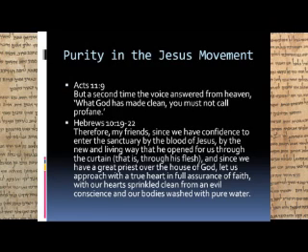Hebrews: "Therefore, my friends, since we have confidence to enter the sanctuary, not because we're pure, but by the blood of Jesus, by the new and living way that he opened for us through the curtain, that is, through his flesh, and since we have a great priest over the house of God, let us approach with a true heart in full assurance of faith, with our hearts sprinkled clean from an evil conscience and our bodies washed in pure water."